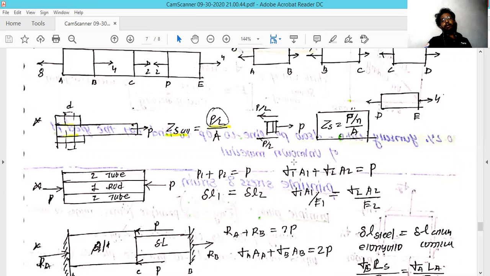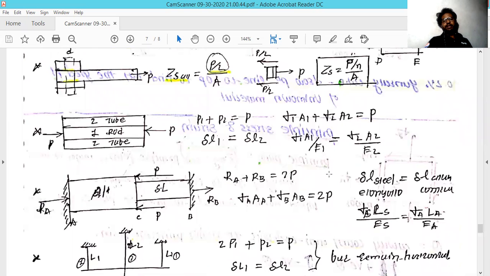And you are very well aware of the stress formula: stress, which is denoted by sigma, is force divided by area. So if you multiply stress into A, it becomes sigma A, sigma 1 into A1, where the first notation is for the rod. So both these stresses are applicable in this condition.